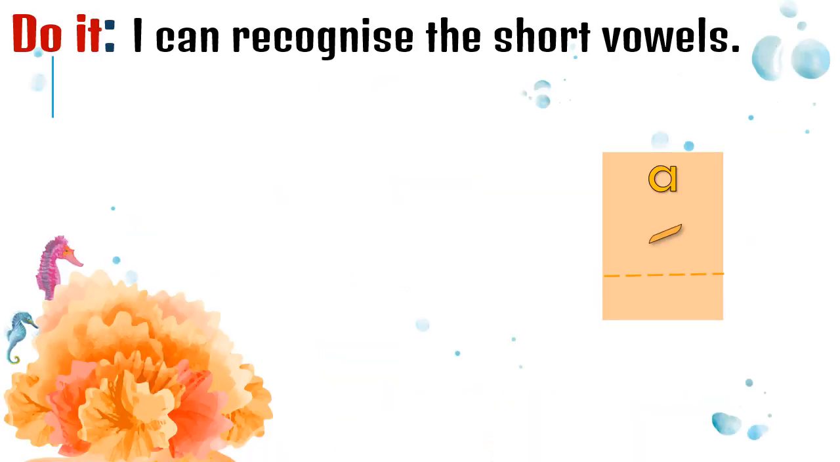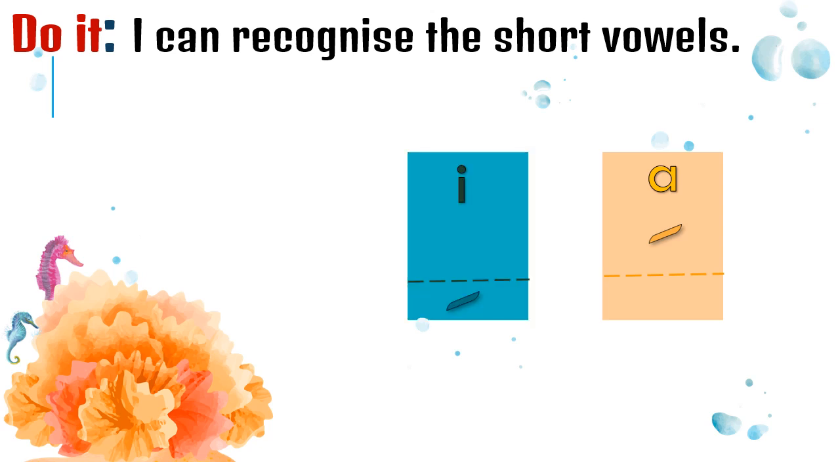I'm sure that you still remember your short vowels. If I say Fatha, you will say the sound of A. Well done. And if I say Kasra, you will say the sound of I. Well done. If I say Dhamma, you will say the sound of U.